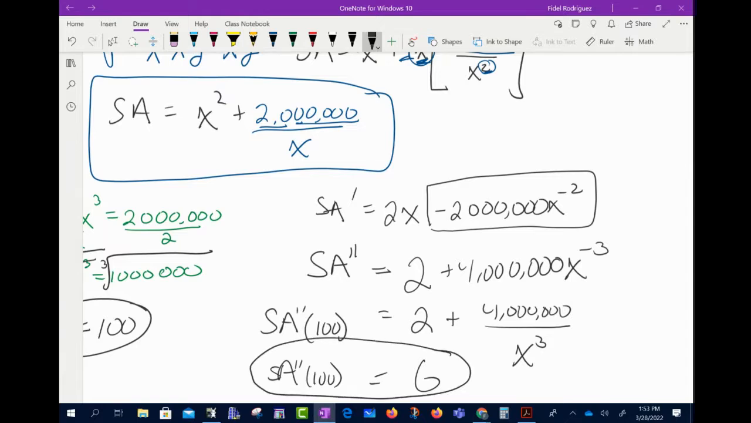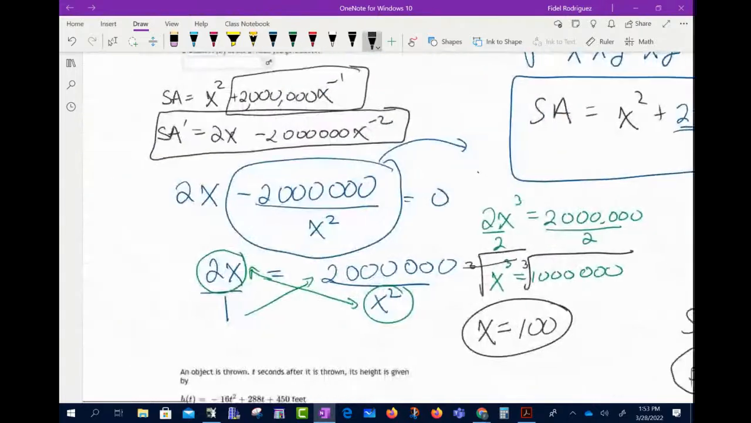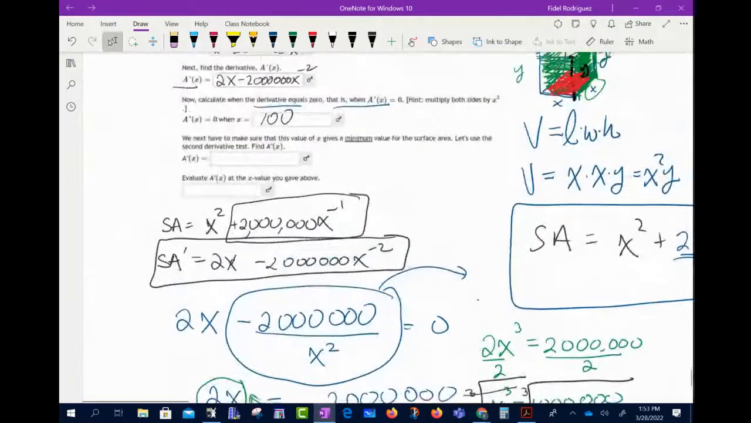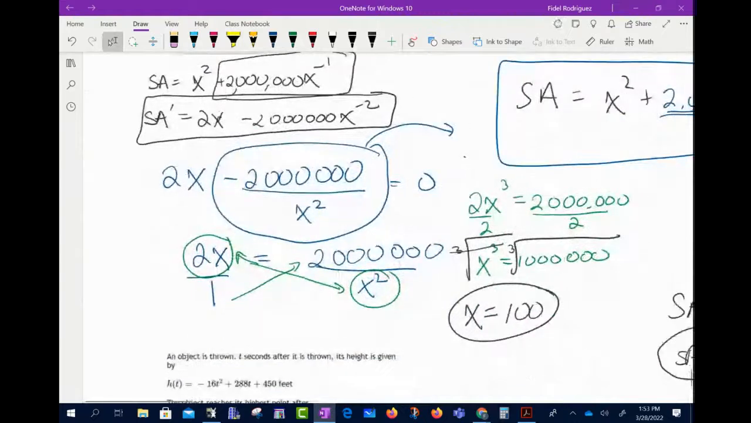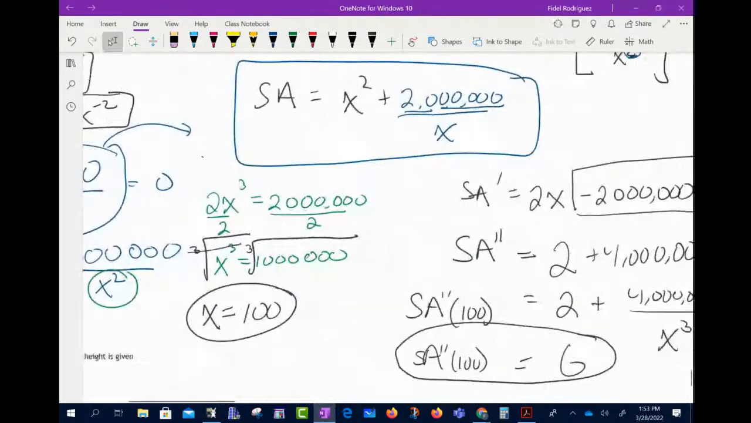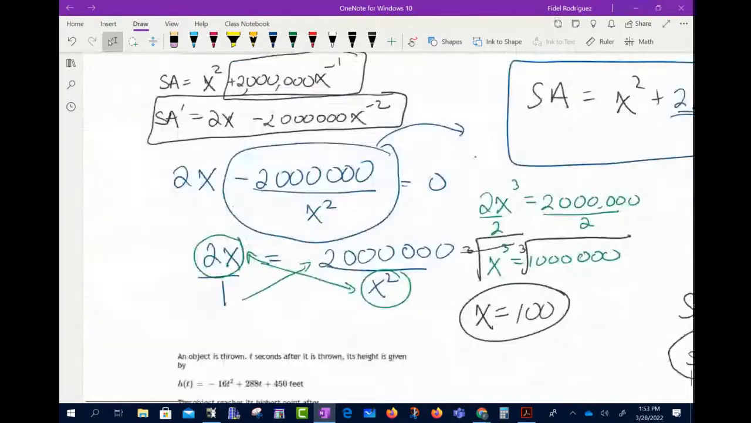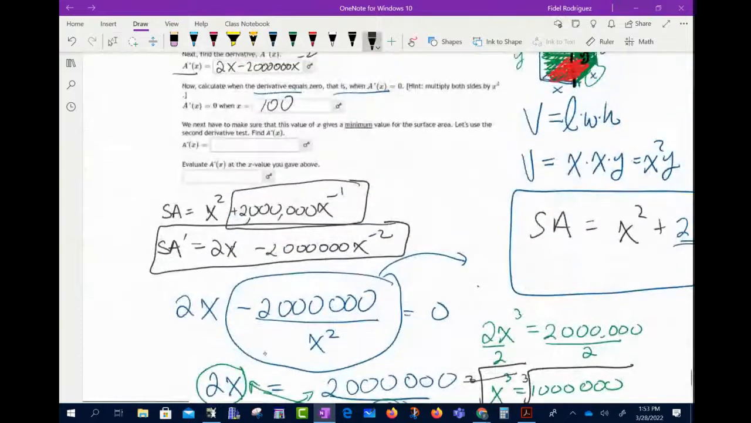Okay, I'm going to scroll back over here, y'all. We found the second derivative. Oh man, what was it equal to? It was equal to 2 plus 4 million over x to the third. So that's what I'm going to plug in right here. 2 plus 4 million over x to the third. And then when we did it, we came up with 6, right?